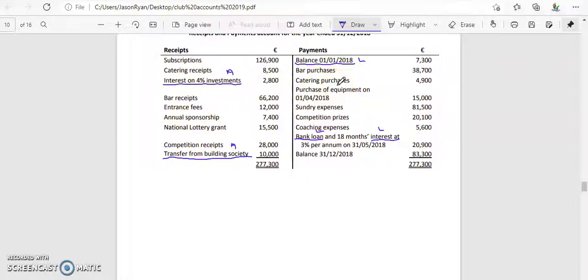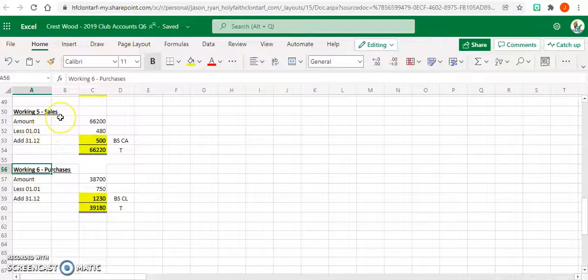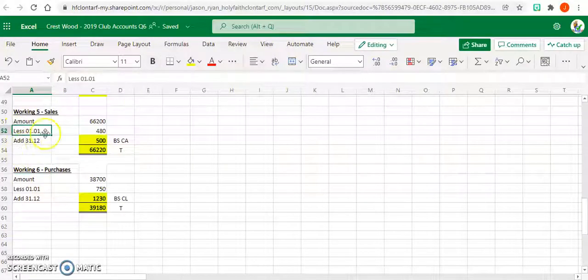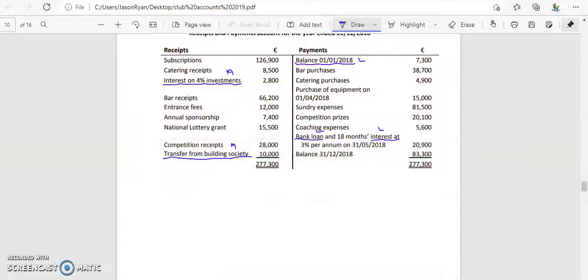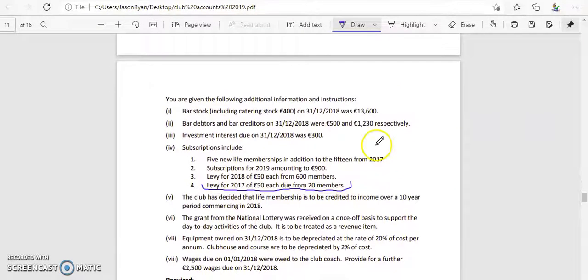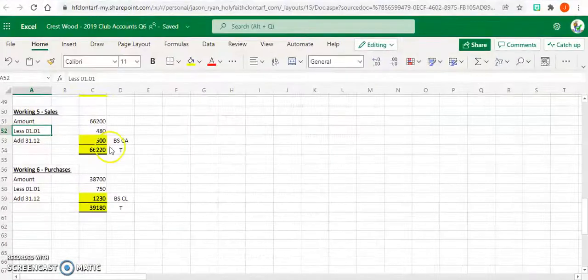So let's have a look at our workings then for our sales and our workings for our purchases. These are our figures then. So our bar sales, 62,600. Or sorry, 62,200. That's coming straight from the question itself. So we've got our bar receipts, 66,200. Anything at the start, so our debtors at the start, we're going to take that away because that was our previous debtors, 480. And then we're going to add on the debtors at the end, which is 500. So our sales is going to be 66,220.